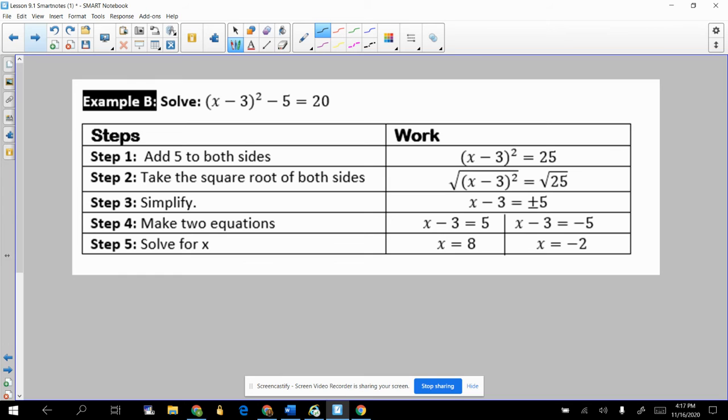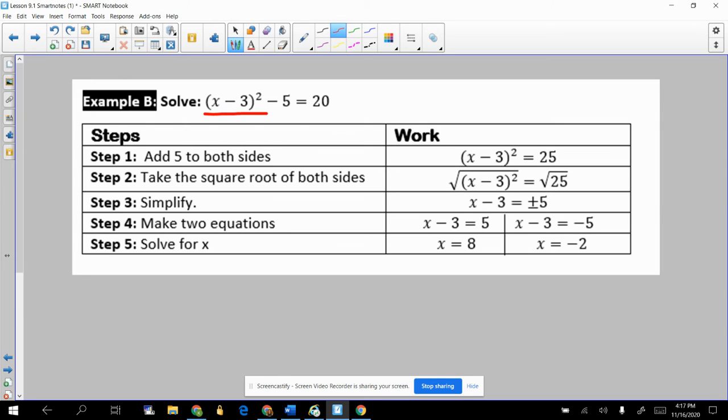But there's one other type of problem that I would like to talk about, and that might be these examples here where it's not just an x squared, but it's a binomial in parentheses squared, okay? So your steps are going to be similar. You're still going to want to isolate whatever it is that's squared. So in this case, the binomial that is squared, you want to isolate that.